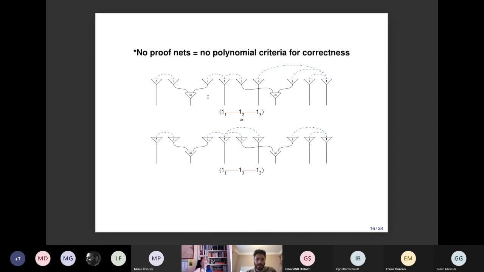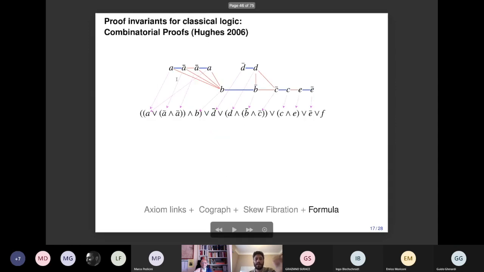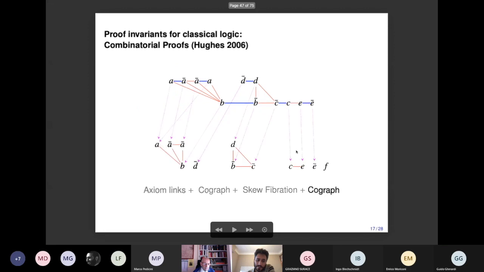So we have a way to define proof invariance for multiplicative linear logic. We know that we can have it with units, and we have a result from 2006, so after the problem, but of course it was a way to give a solution to the problem, which are the combinatorial proofs. And for those who don't know, this is a combinatorial proof. The idea is that this is the formula that I want to prove, which I can represent using this graphical representation.